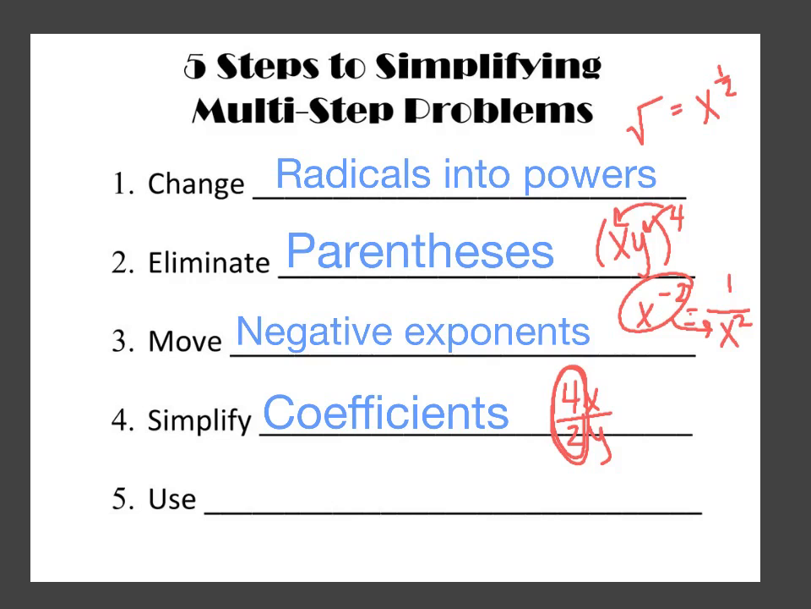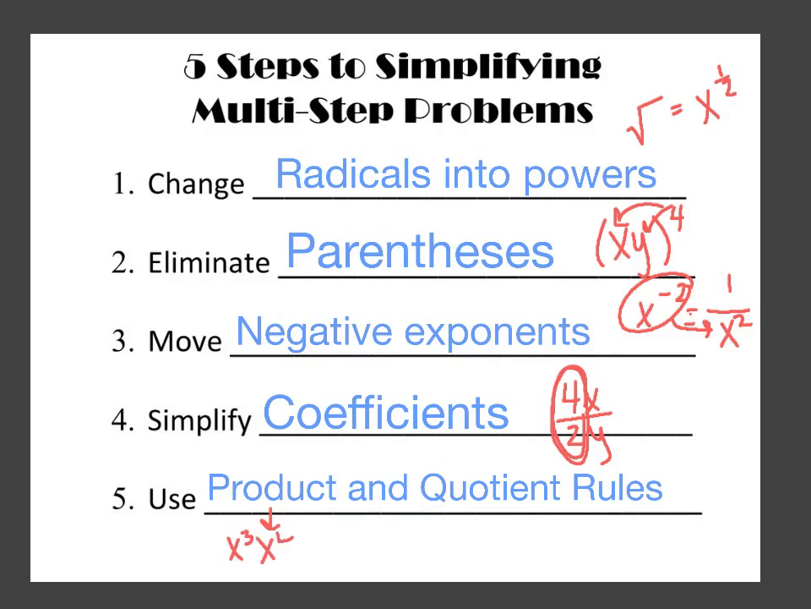Step number 5 is use your product and quotient rules. So remember, our product rule is if we have like x to the power 3 times x to the power 4, we're going to add those exponents. And our quotient rule is if I have x to the power 3 over x to the power 4 as a fraction, I subtract those exponents and write the leftover where the larger exponent originally was.